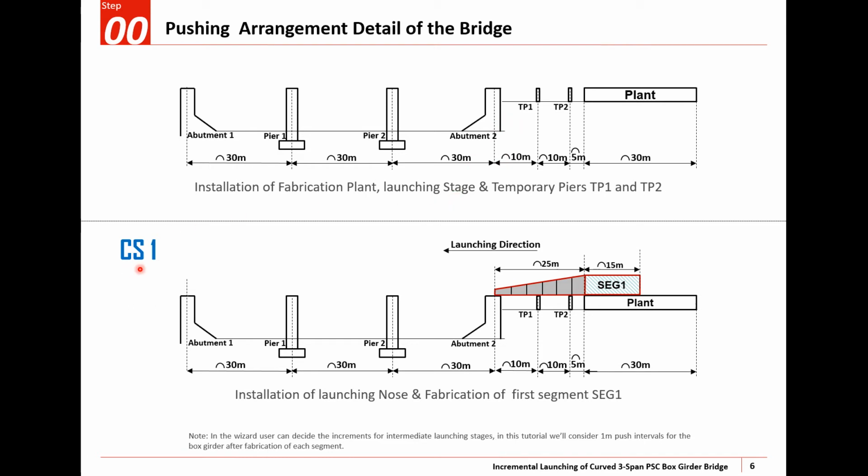And next, the construction stage 1, I'll start my CS1, where at the end of CS1 my structure would look like this. In between, within CS1, the process is that first the launching nose would be erected, and segment 1 would be cast in the plant, pre-stressed and attached to the launching nose.